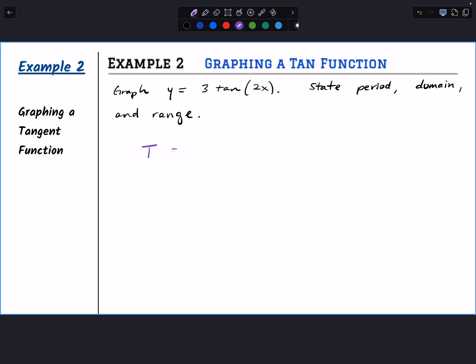Capital T is equal to, remember for sine and cosine, what was the formula? 2 pi over b. The reason why it was 2 pi was because the period of sine and cosine is 2 pi. But what's the period of tangent? Pi. So the formula now is going to be pi over b. I'm going to highlight that so you guys remember that. It just depends on the function you're dealing with. So since it's tangent, it's pi over b. So it's going to be pi over, what's our b value? 2.